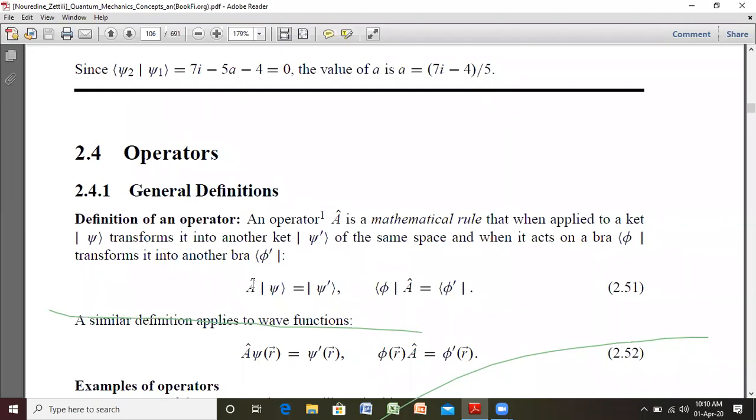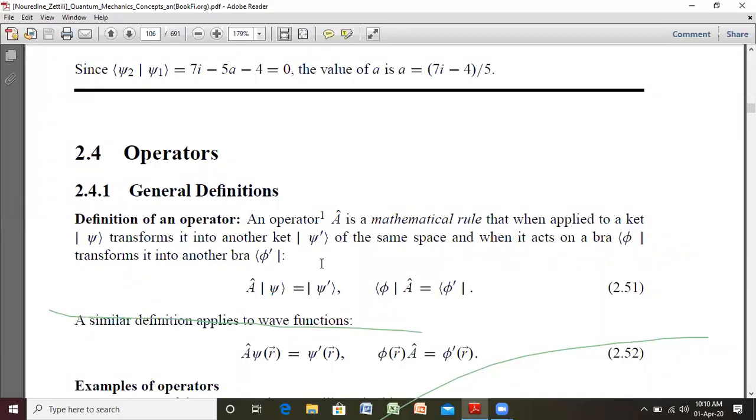For example, in this equation, operator A applies on a ket psi, and it will transform it into another ket psi prime. But the left hand side of the equation and the right hand side of the equation belong to the same space, the same Hilbert space.